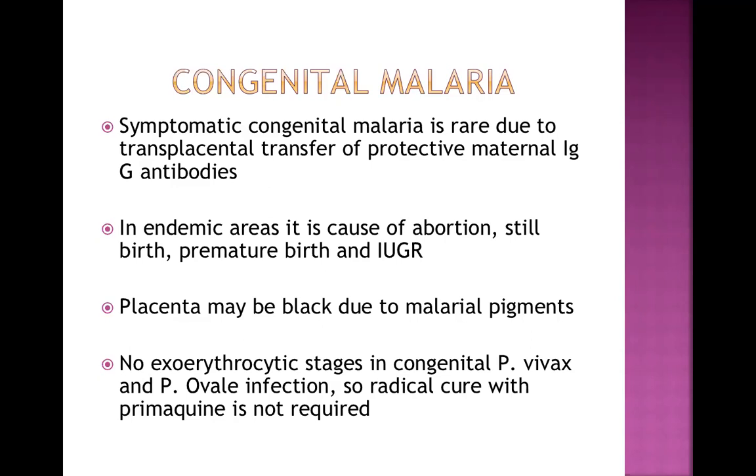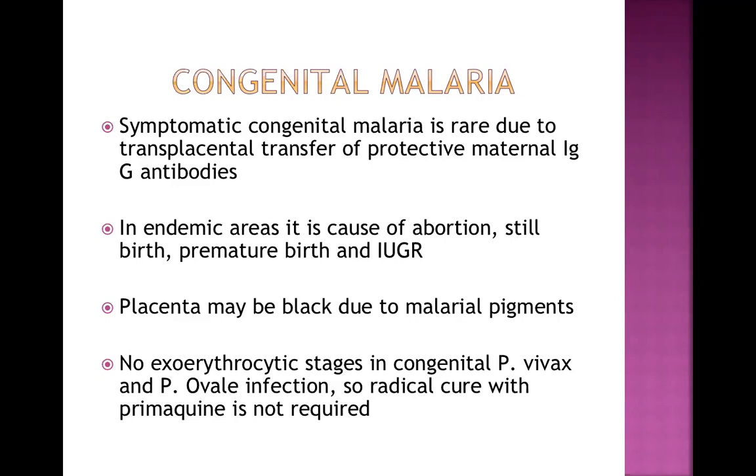So a lot of complications can occur because of congenital malaria. The baby may be aborted quite early. Even if the baby is still there, then the baby may be born in a dead state, which is called stillbirth, premature birth, as well as intrauterine growth retardation. If we examine the placenta in congenital malaria, it may look black due to malarial pigment.